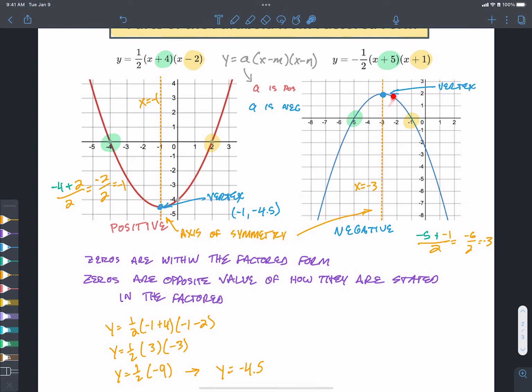What is it going to be over here? Well, we can see that it's going to be a +2, but if you were to go through the calculation, you would also see that it comes out to be +2. So there are three or four different parts of the parabola that we can get from our factored form.